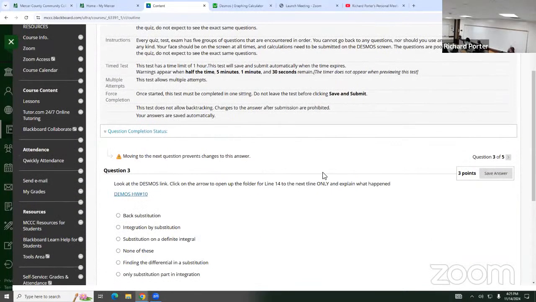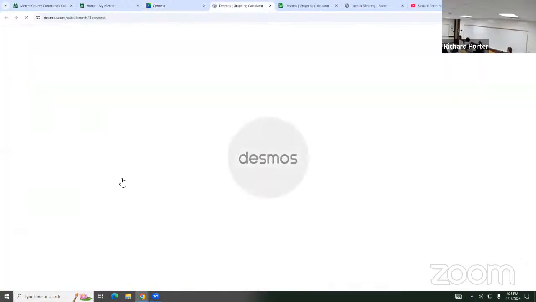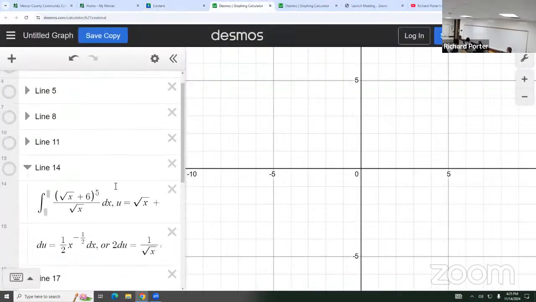All right, 3. Click on the arrow. So this is just line 14. Okay, we can look at these: back substitution, integration by substitution, substitution on a definite integral. None of these. Finding the differential in the substitution. Only the substitution part in integration. This seems like it's going to be tricky. 14. It's one line too. Oh, there's 2 lines.